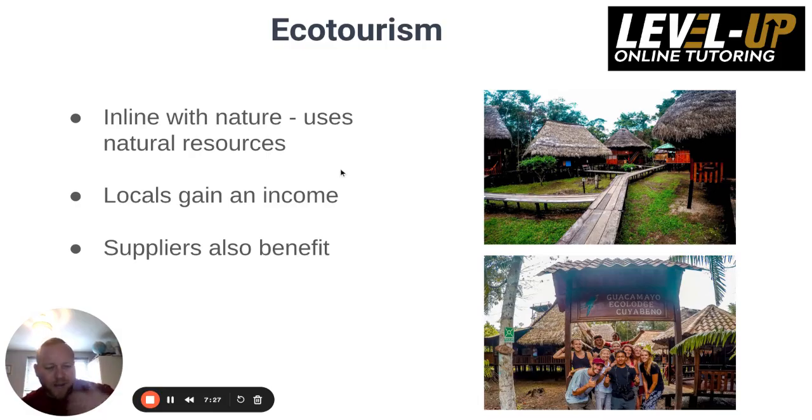So some people, instead of now cutting down rainforest, they're using the rainforest to encourage tourists, which obviously brings in income. It's very sustainable. It's in line with nature. The locals get a job. The suppliers of the hotels also benefit because they're supplying food and things like that. We're not cutting down the rainforest for this.